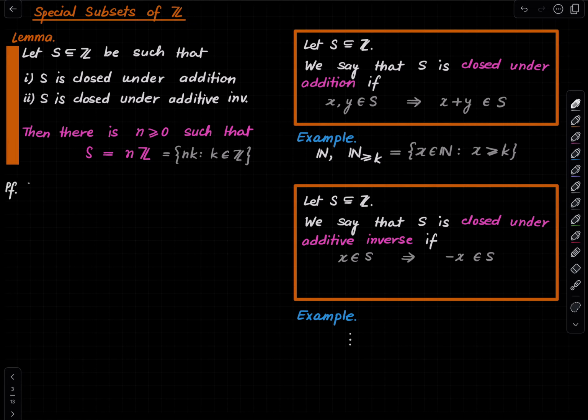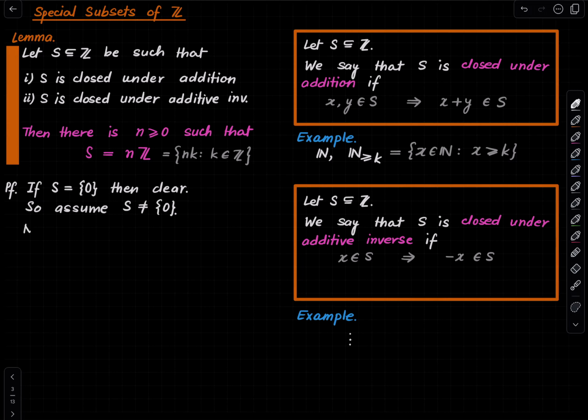So if S is the set {0}, if S is this set, then we are done, right? This set is, of course, both closed under addition and additive inverses. And if this were our set, then you can just choose n as 0 and that validates the proposition. So we want to prove it in the case when S is not this triviality. So assume S is not this set. Okay.